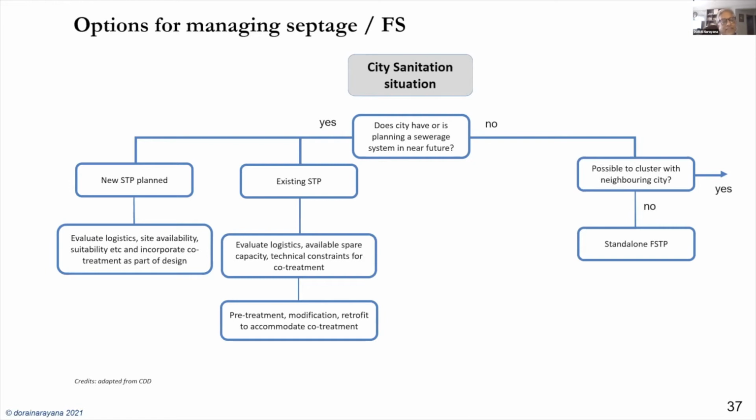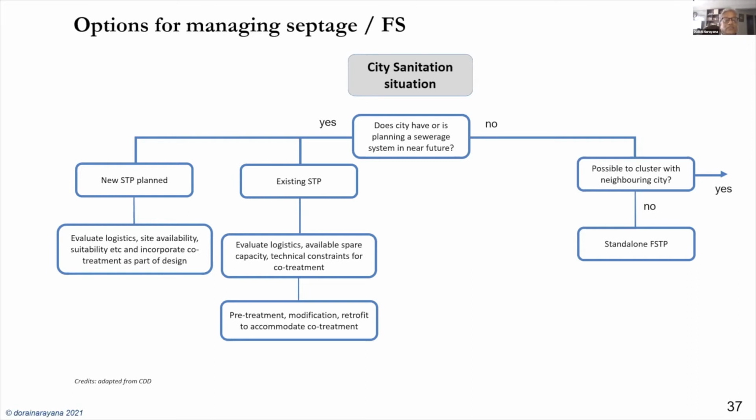Now, when you have an existing STP, it gets a little more complicated. Again, you still need to do the logistics evaluation. Is the STP close enough so that the tankers can move to that place easily, and there's available spare capacity? If the STP is already almost fully loaded, or you expect it to be fully loaded in the next 1 or 2 years, or if the performance of the sewage treatment plant is not up to the mark, it's risky, right? Then you may have second thoughts about doing co-treatment here.